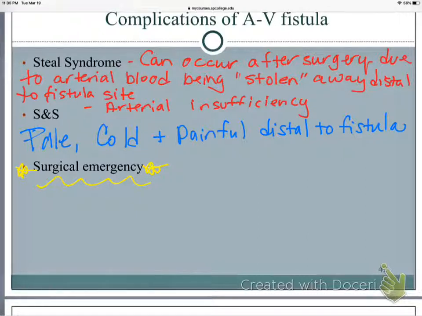The way you would assess for this is the appearance of your extremity, right? If you had a graft on the left arm and you see your hand is pale and cold and painful distal to the fistula, and poor cap refill, that's another thing you would check. Then you know you have no circulation to that hand. That is a surgical emergency and needs to be corrected, and they can't use that site. It's called steal syndrome. I would focus on that. It's in your book.